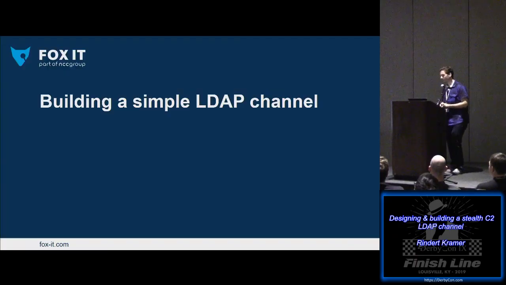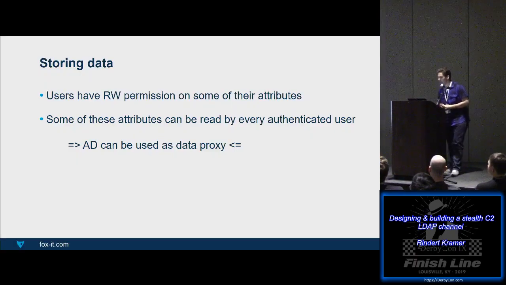So that's what we did, and we started small by building a really simple LDAP channel. Every user account has by default read and write permissions to modify some of its attributes. For example, you can modify public information such as your telephone number, your street address, your office, whatever, and many other public information attributes. These attributes need to be readable for every other user account in the same domain or other domains. Otherwise, how would Alice find Bob's new telephone number?